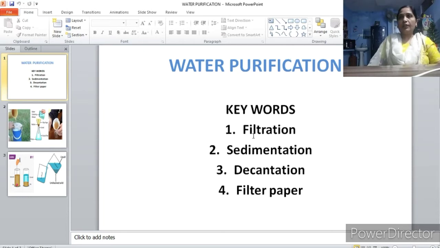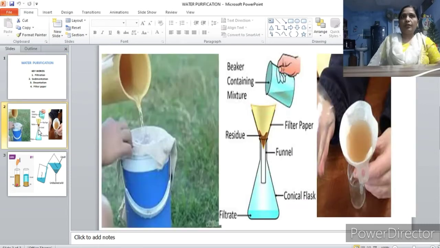Once see the new words you are going to learn here. Filtration, sedimentation, decantation, filter paper. Learn these spellings well, children. While writing the worksheet, you can use these words.